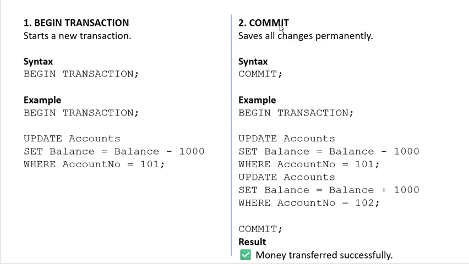and updates the record. Second is commit, which saves all the changes permanently. The syntax is COMMIT; and the example is BEGIN TRANSACTION; UPDATE accounts SET balance = balance - 1000 WHERE account_number = 101; UPDATE accounts SET balance = balance + 1000 WHERE account_number = 102; COMMIT; The result is that the money is transferred successfully from the first account, 101, to account 102.